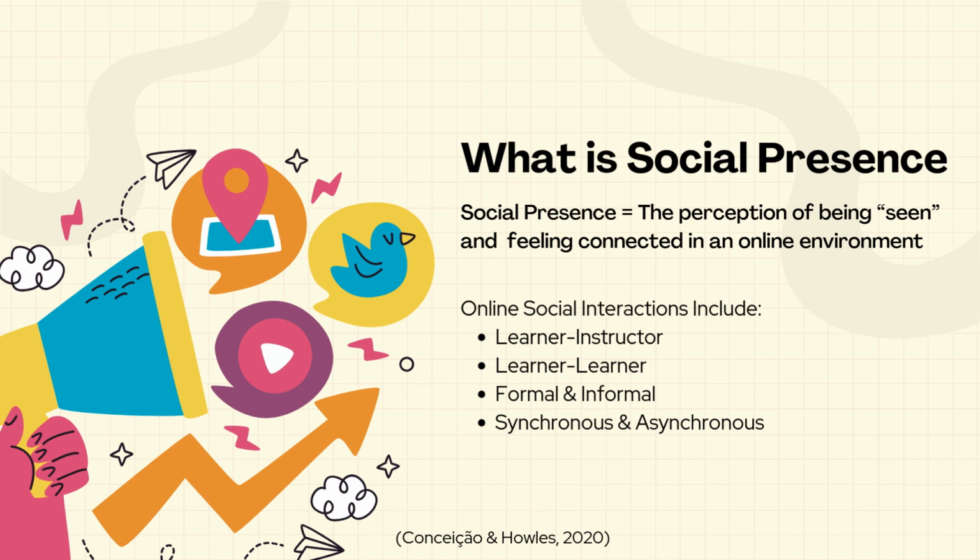Online learning includes two key types of social interaction: learner-instructor and learner-learner interaction. These interactions can be formal, such as discussion questions, or informal, such as virtual cafes. They can also be synchronous, happening in real time, or asynchronous, occurring over time. As instructors, we must carefully choose the type and mode of interaction that aligns with our learning objectives.